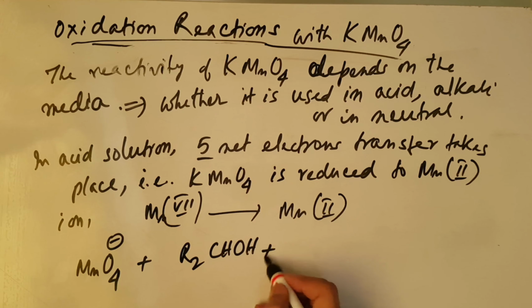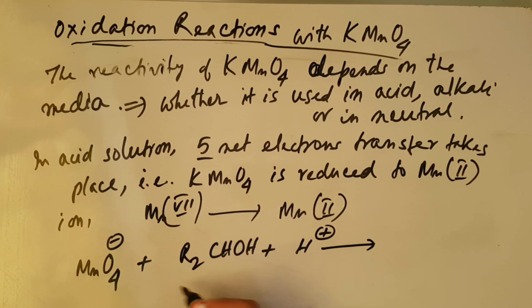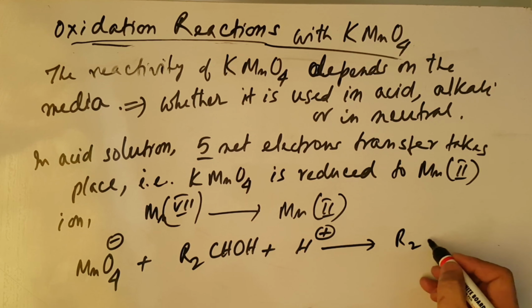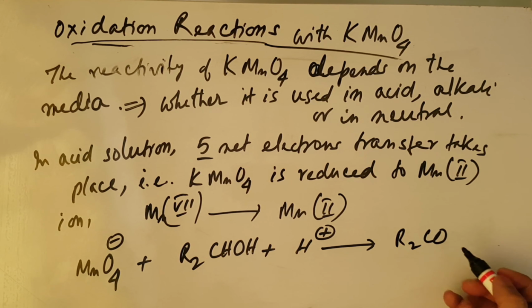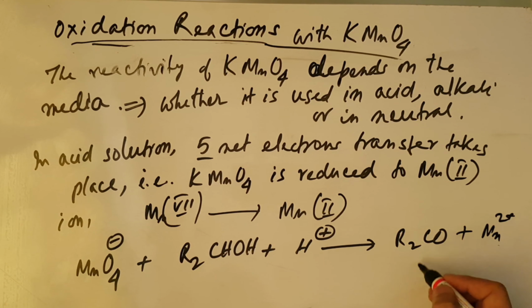So in the presence of acids, it's a solution. Secondary alcohols are oxidized to carbonyl compounds, like ketones. So secondary alcohols are oxidized to ketones. The reaction gives manganese 2+ and water. Okay, so you can balance.